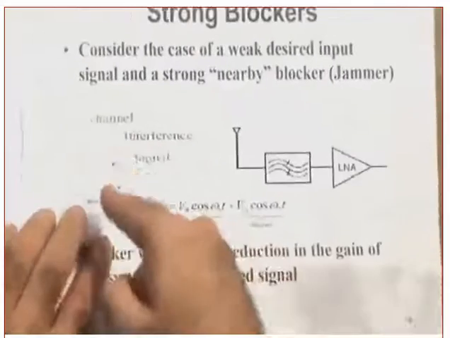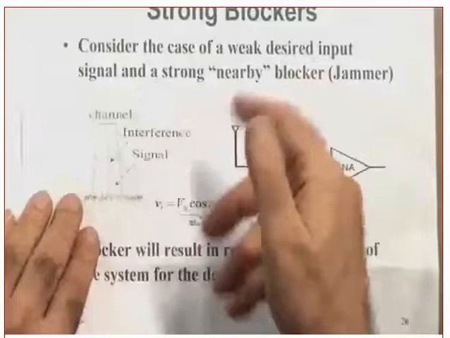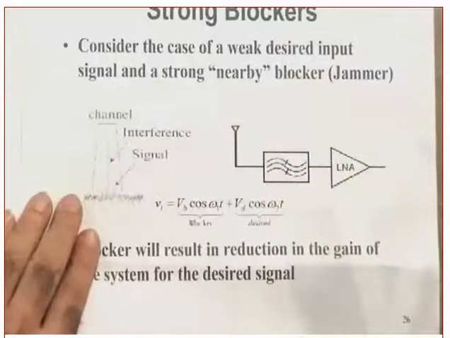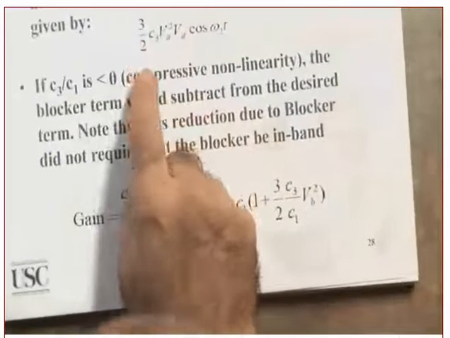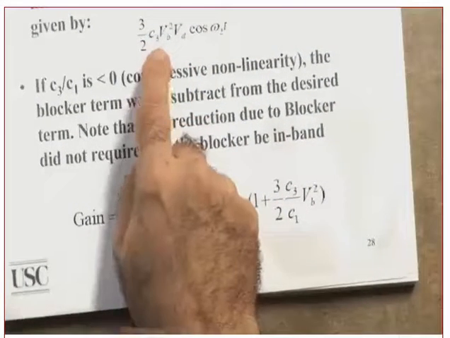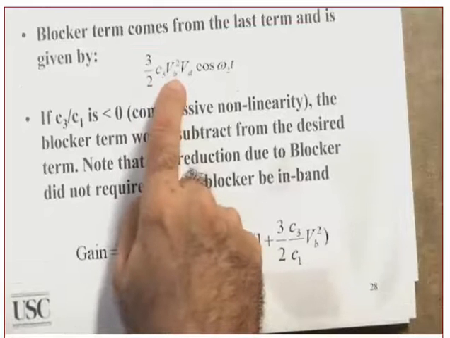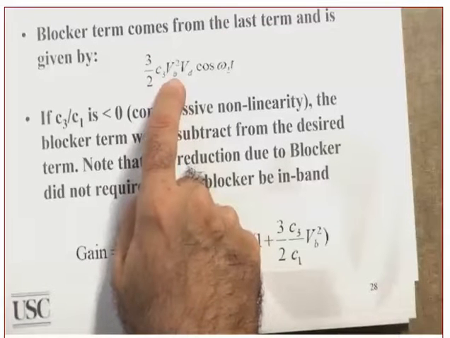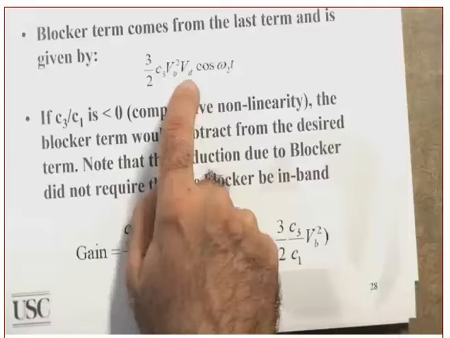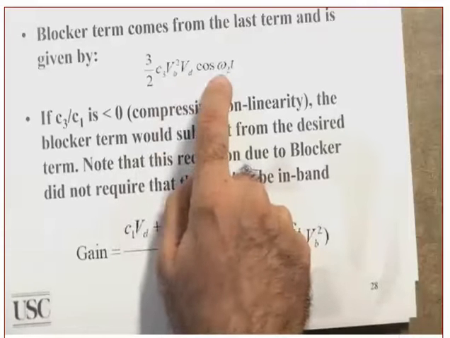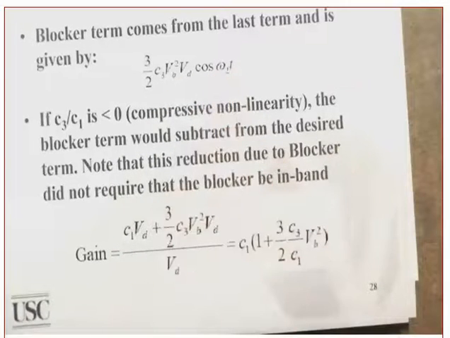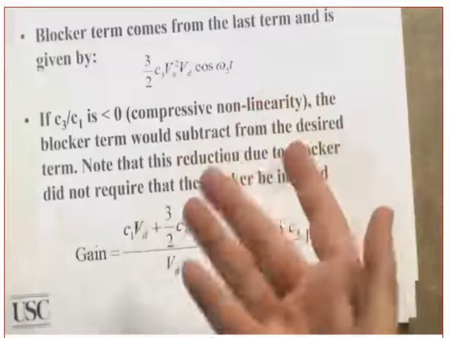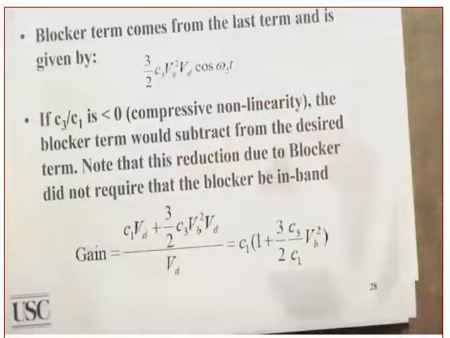Are you following? Where was the interferer? At which frequency was the interferer? Omega 1. But because of the nonlinearity, you will get a term at what omega? Omega 2. At an amplitude of how much? 3/2. Yes? C3 V_B squared. Is this large? This is large. V_B squared times what? V_D cosine omega 2 t. Yes or no? Now, what will the gain be? At which frequency? The gain at which frequency? At omega 2, which is the desired one.